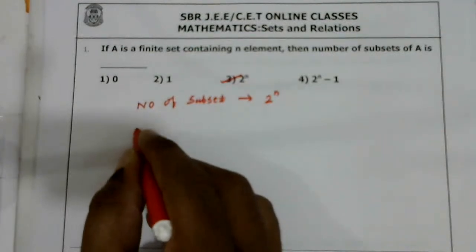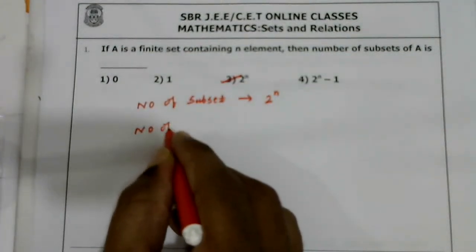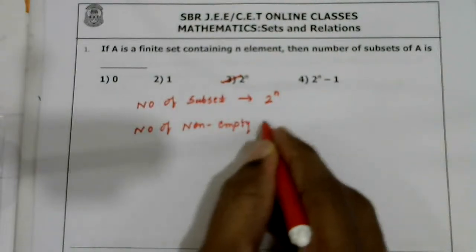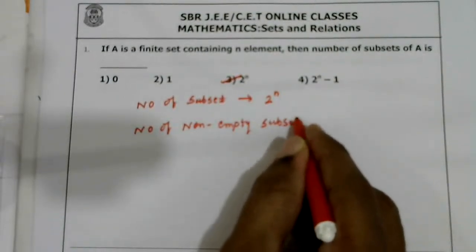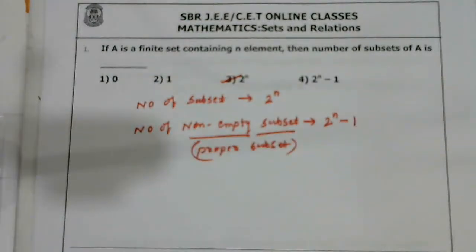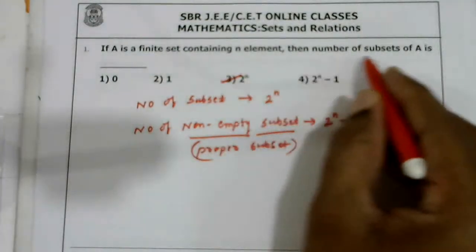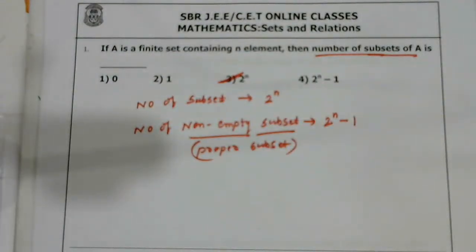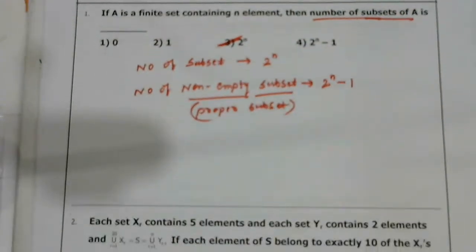Suppose you are asking for the number of non-empty subsets. In that case, it will be 2 raised to n minus 1. But what is it asking? Subsets. The total number of subsets is 2 raised to n. Right? This was a simple question for you. Next, we'll go to the second question.